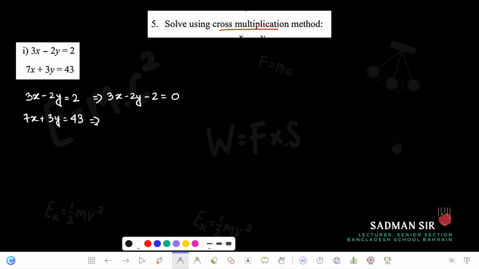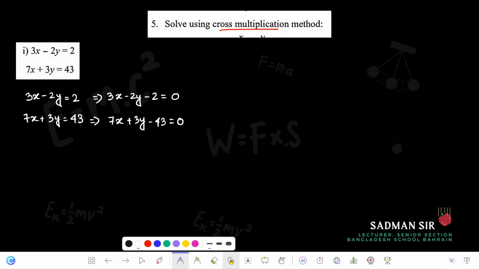And then we need to do the same with the second equation, 7x. While writing, we have to ensure that all the x variable terms are aligned, okay? And then the y variable terms are aligned, okay? So 2y, 3y, they need to be in the same line. And then 43, if I change the side, it will be minus 43 and the right hand side will be 0.